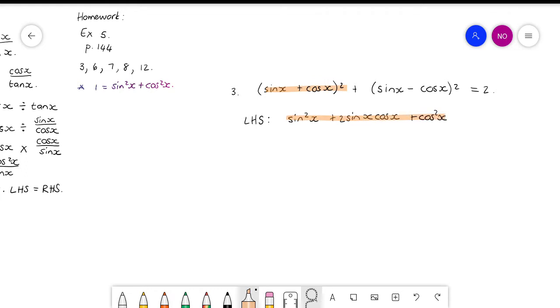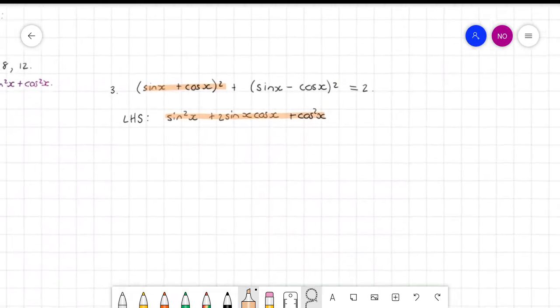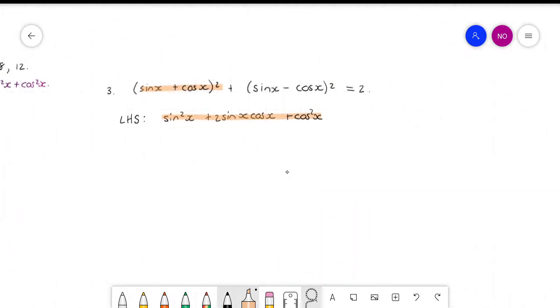Ek gebruik die kortpad metode, maar as jy nou gehad het sin x cos x plus sin x cos x, wat vereenvoudig na 2 sin x cos x toe. Maar ek kom op daai neer. And then this one, sin squared x minus 2 sin x cos x. Onthou dit mag maar cos x sin x ook wees, dit maak nie saakie.